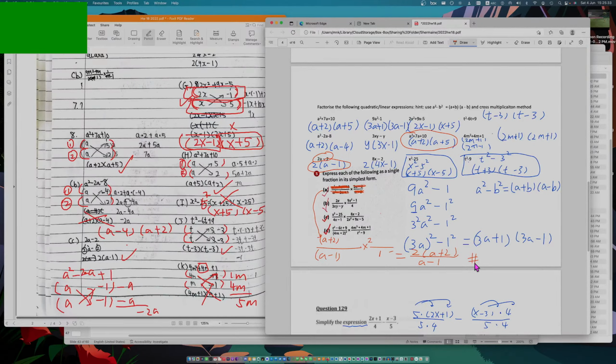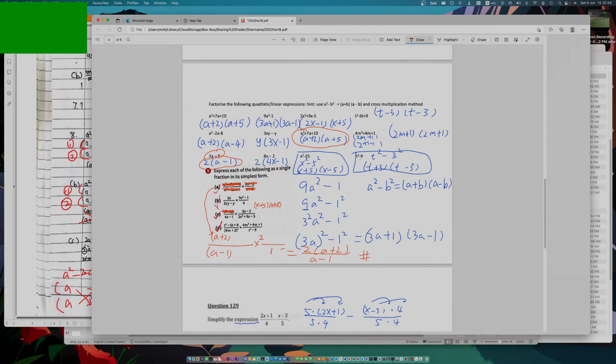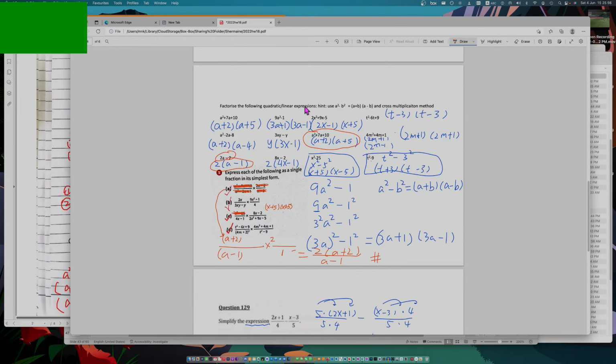Clear? Next, x square minus 25 is from here. Can you see this one? So this one I replace. I replace by this x plus 5. X plus 5. Okay? So next, let me just erase this.